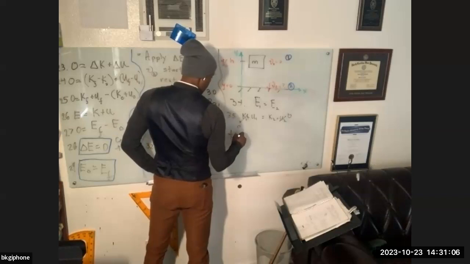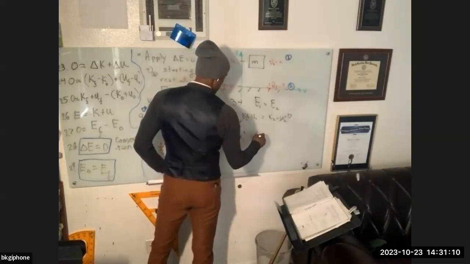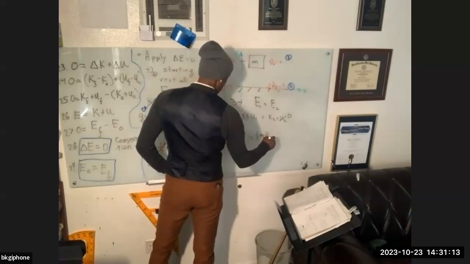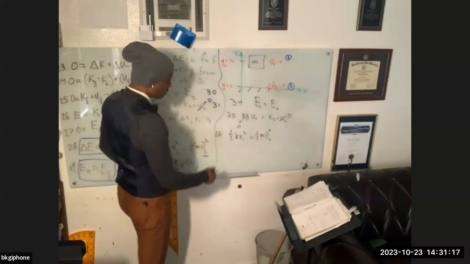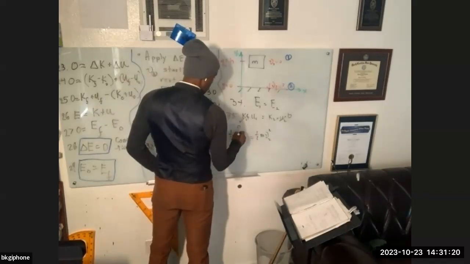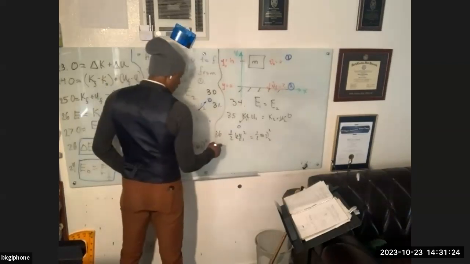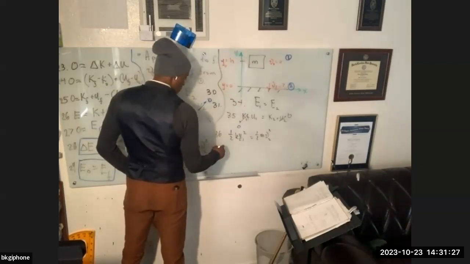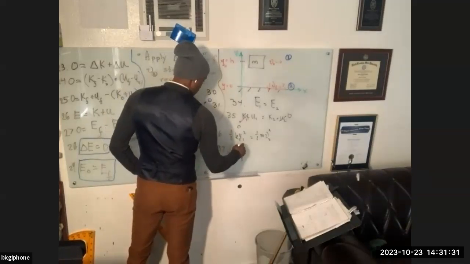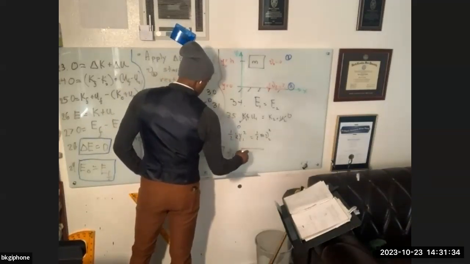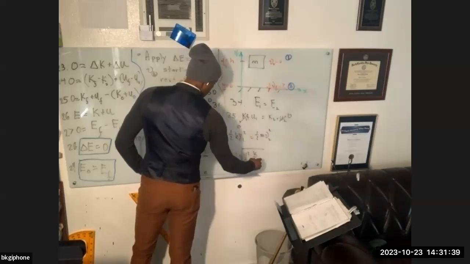So 1/2 k y1 squared equals 1/2 m v2 squared. And so basically it's this. Give some variation. So yeah, you just solve for v and you have the same general formula. That v2 is equal to the square root of k y1 squared over m.